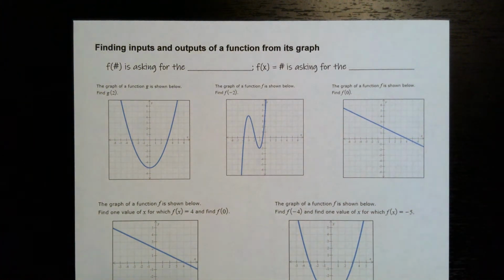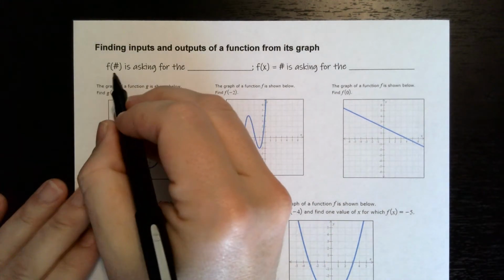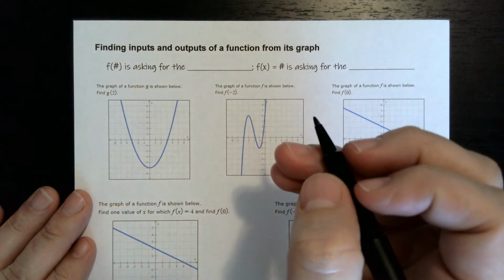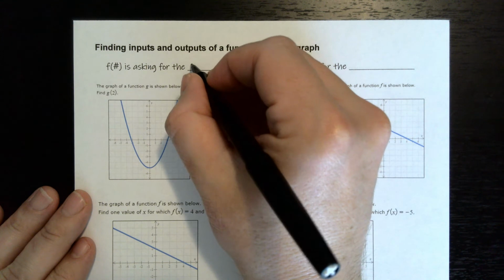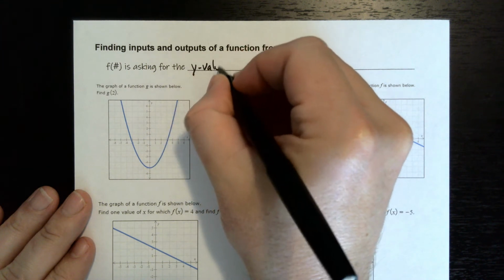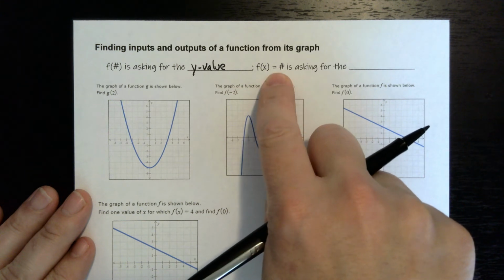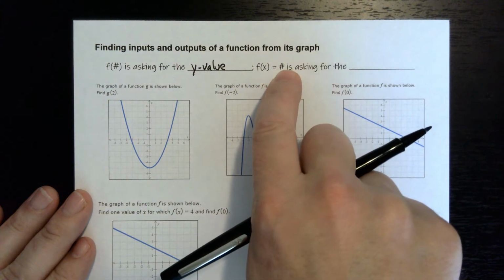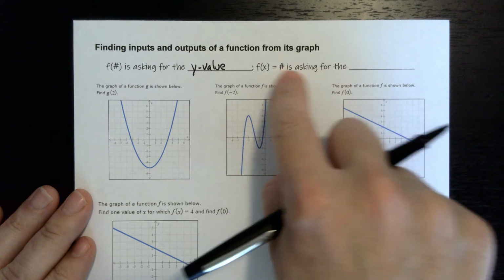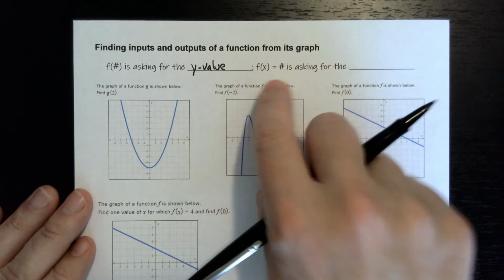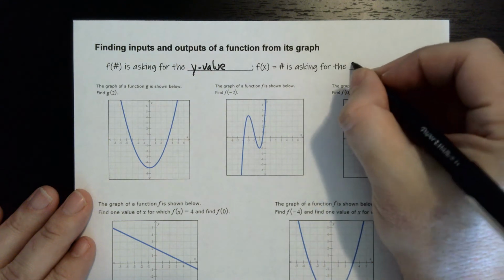In this video, we're going to be finding inputs and outputs of a function from its graph. If you're given f of a number, that number is your x value, and it's wanting you to find the corresponding y value. If you're given f of x is equal to a number, then this number is your y, and it's asking you to find what x you're plugging in to get this number. So it's asking for the x value.